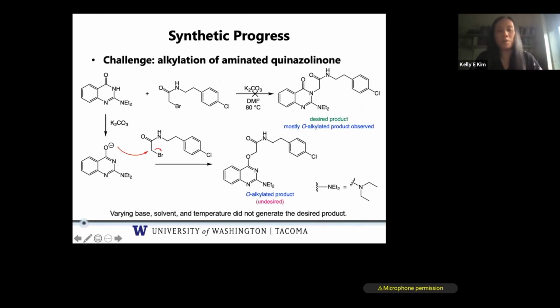So this is where we encountered our first challenge. Of course, in research, it can't be all smooth sailing. We were able to attach the bromoamide to the quinazolinone. However, it did not attach at the desired position. So in the top right of the slide, you'll see that we wanted to attach it at the nitrogen. However, no matter what conditions we tried, it would always attach at the O position, the oxygen.